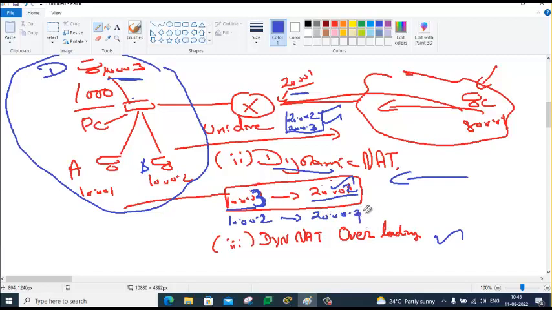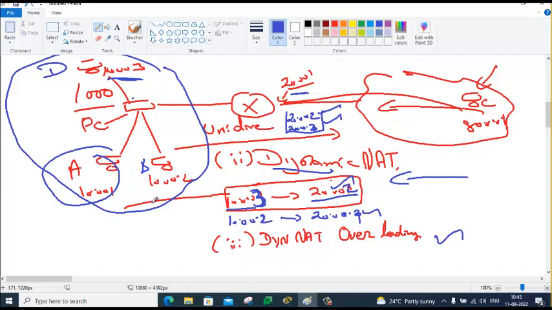20003 will be given. Now when A wants to talk, is there any IP address left in the pool? No. So A has to wait. So whether you have more addresses or fewer addresses, the wait time is going to be there. That's the drawback of dynamic NAT.